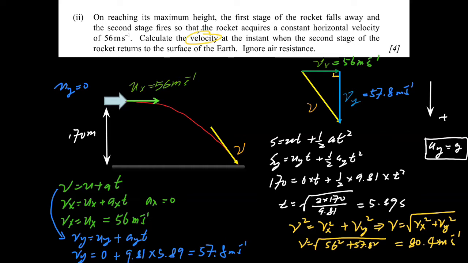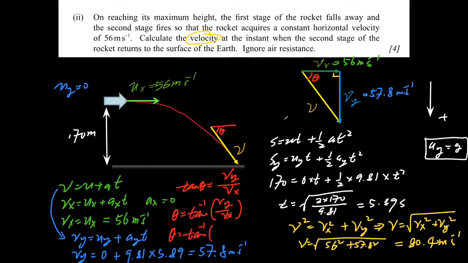So we need to find this angle, which is also this angle. So that's the tan. Tan theta equals opposite over adjacent. Theta equals tan inverse of vy over vx. Theta equals tan inverse of 57.8 over 56, and that gives us 46 degrees. So this is 46 degrees.